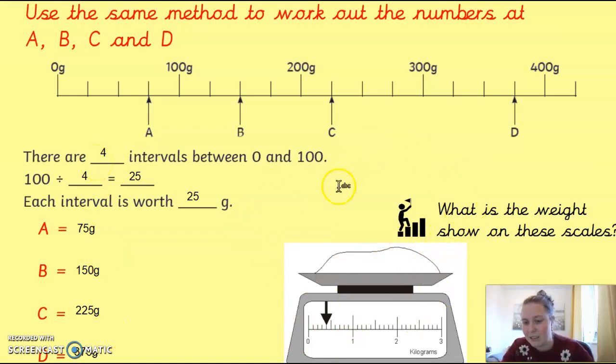If you had to go at this challenge, let's talk through it now. This is going to be a bit trickier because we've got 0 and we've got 1. We've got 1, 2, 3, 4, 5, 6, 7, 8, 9, 10. So there are 10 intervals between 0 and 1. 1 divided by 10 is 0.1. So each interval is worth 0.1 kilograms. So I can count that up. 0.1, 0.2, 0.3, 0.4. So we will have 0.4 kilograms of sugar. Well done if you work that one out as a challenge.